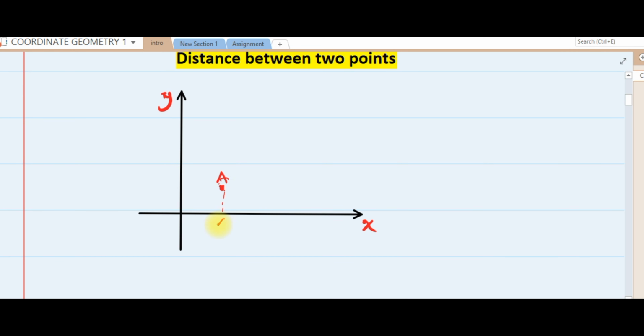Let the coordinate be x1, y1. The second point, B, let's call it x2, y2. So our main aim is to find the distance between these 2 points. But if you look at this diagram now, we'll form a right angle triangle. Check it.